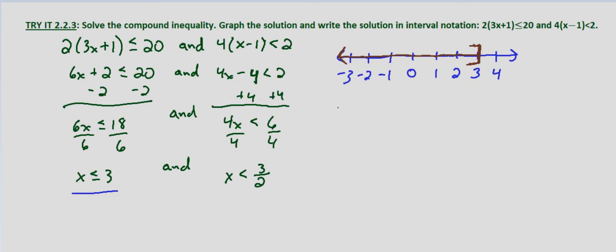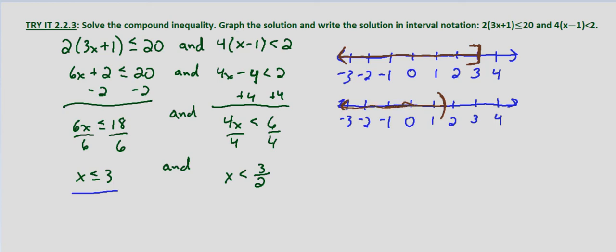Now we'll go ahead and graph the second part of the compound inequality. So I'll try to make the scale the same as it was before. So we have x is less than 3/2. So 3/2 is 1.5. So that's going to be right about here. And we can use an open circle or a parenthesis since it's less than. So I'll go ahead and use a parenthesis since I used a bracket above. And again, that's less than, so we go to the left.